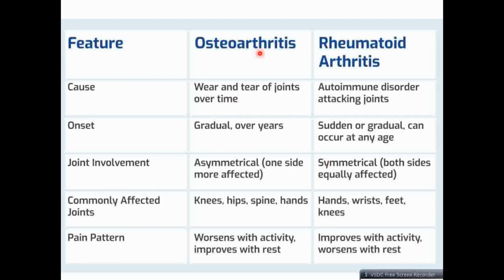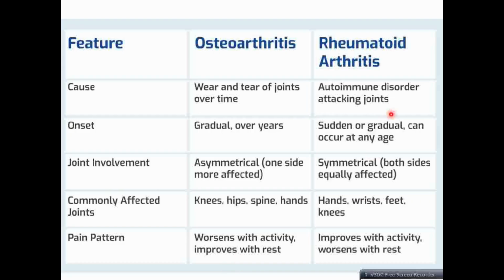Osteoarthritis occurs by age, wear and tear of the joints over time. It is gradual over the years and asymmetrical, meaning mainly one side is affected. It worsens with activity and improves with rest. Why does it worsen with activity? Because when we are moving, the articular cartilage is being degenerated, so the bones will be rubbing against each other and there will be severe pain.